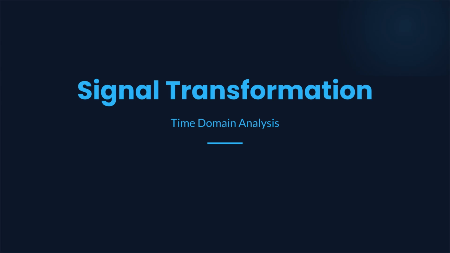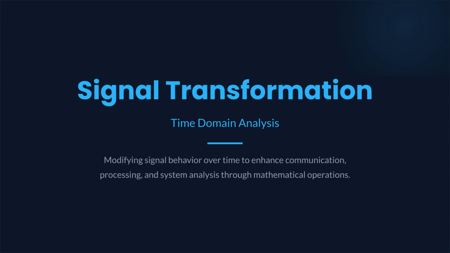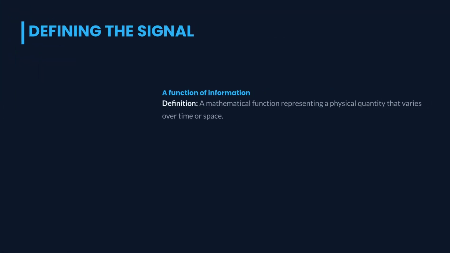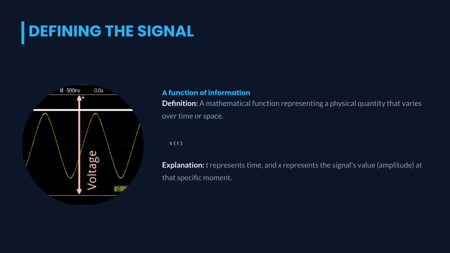Welcome to this video on signal transformation, specifically focusing on time domain analysis. This process involves modifying a signal's behavior over time using mathematical operations to improve communication, processing, and system analysis. A signal is defined as a mathematical function representing a physical quantity that varies over time or space, denoted as x of t. Here, t is time, and x is the signal's value or amplitude at that moment, like your voice converted into electrical pulses.